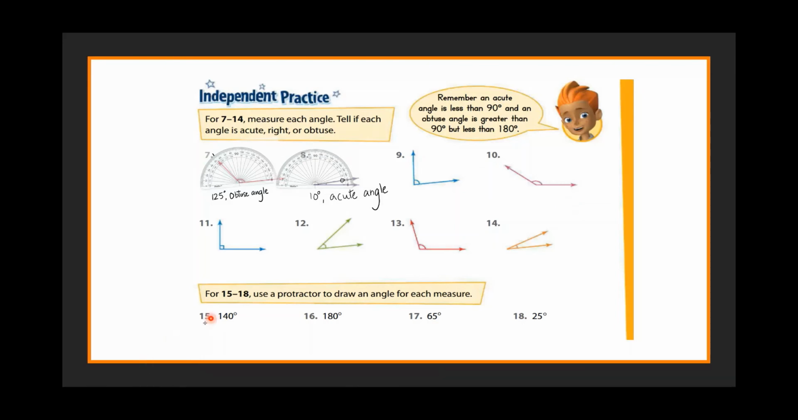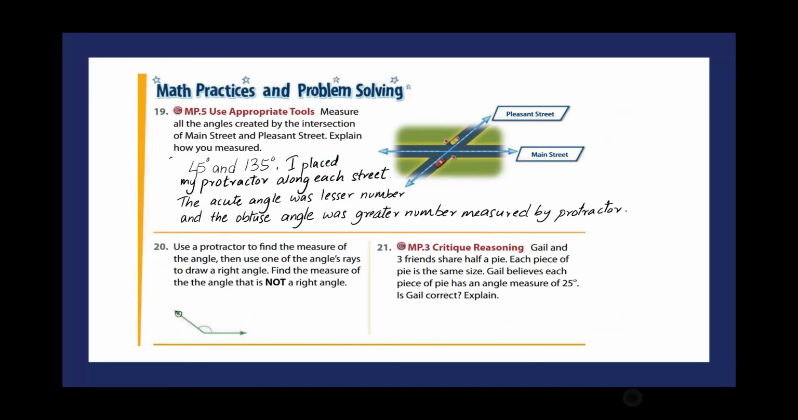Now on the bottom here, question number 15, 16, 17, and 18, you know now how to use a protractor to draw an angle to measure. For each measure, you will draw a line, place your protractor on the vertex, and then mark 140 degrees, and then you can connect the line, and then you will get your answer.